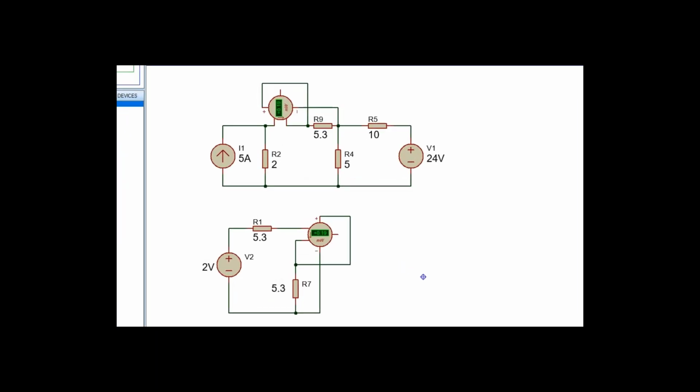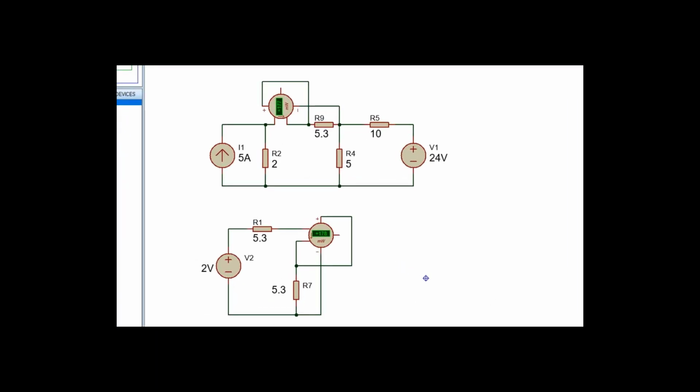Running the simulation. Say in the equivalent circuit it is showing 189 milliwatt, very similar to 188 milliwatt, and here in the main circuit it is showing 187 milliwatt. It is also almost equal to 188 milliwatt. So my calculation is perfect.